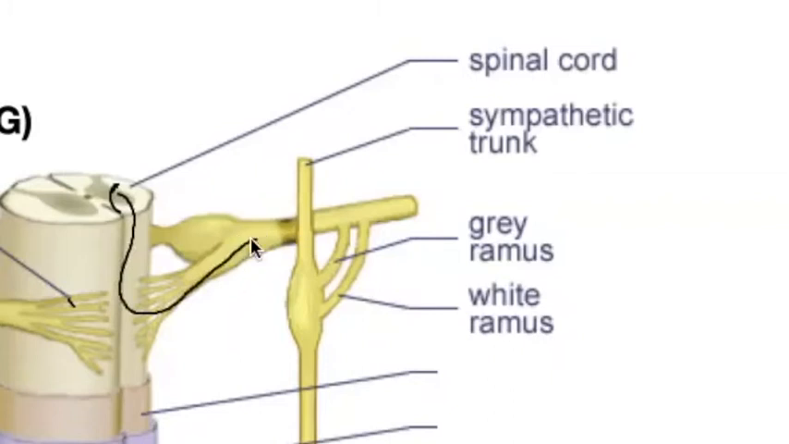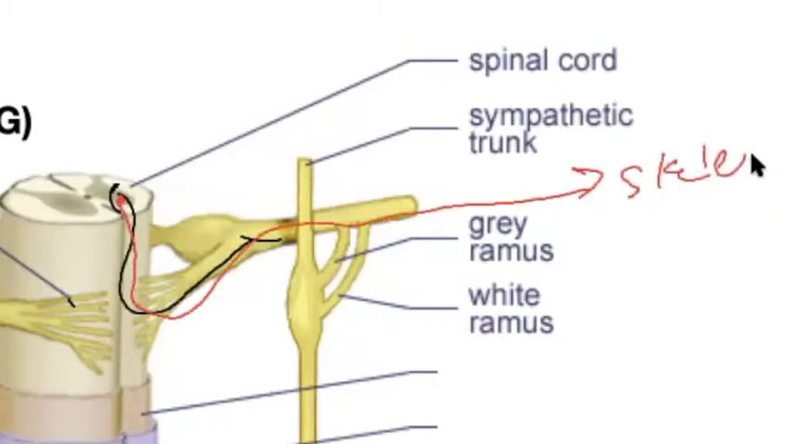and they're not going to go out the spinal nerve like a motor neuron. Here, I'll draw a motor neuron down over here. It's going to go out to skeletal muscle because that's a somatic motor neuron.